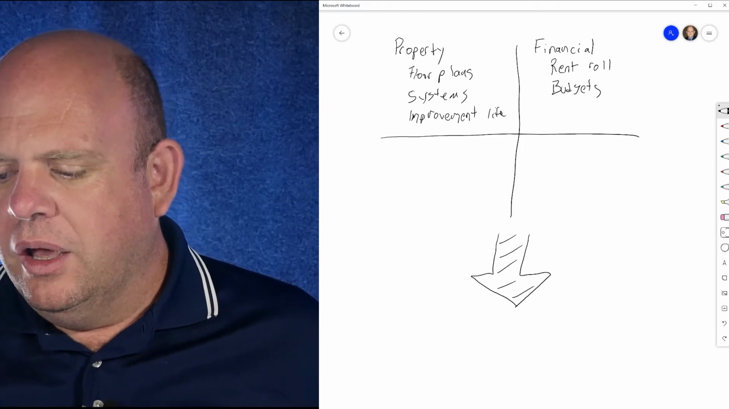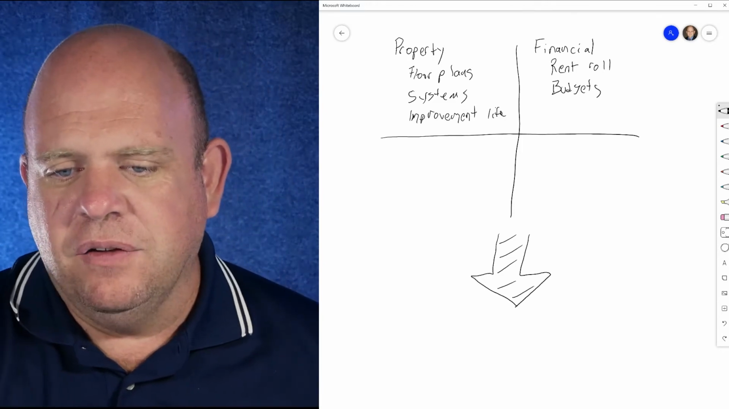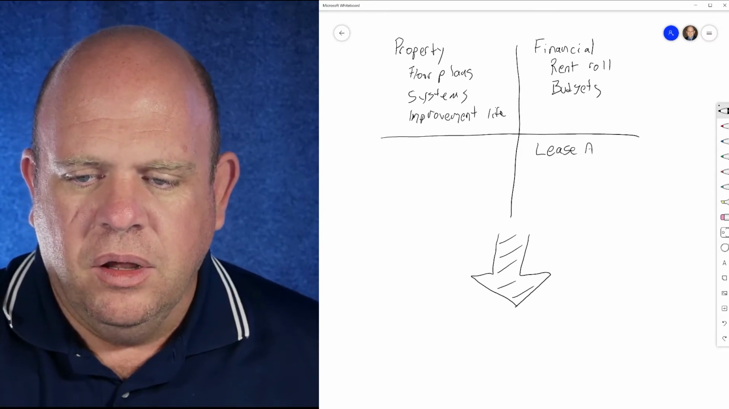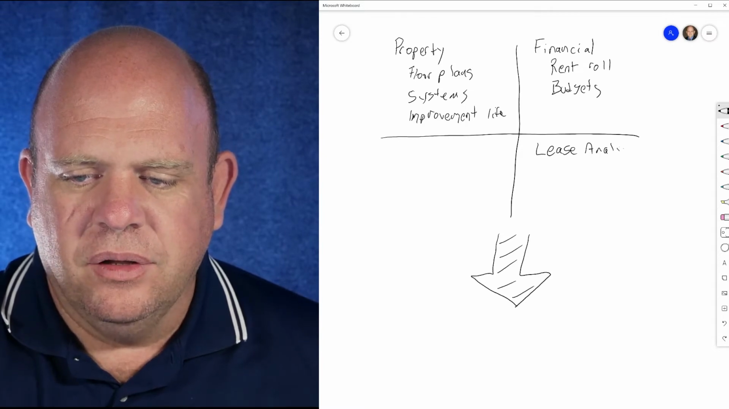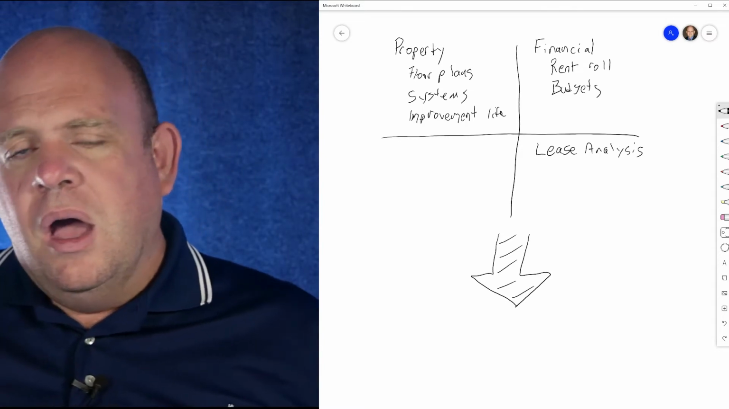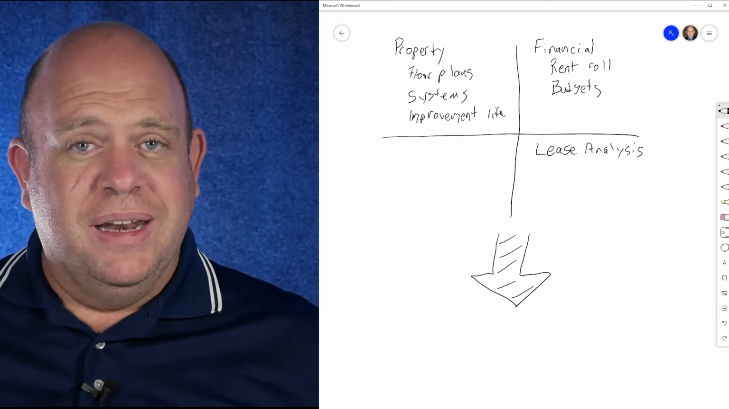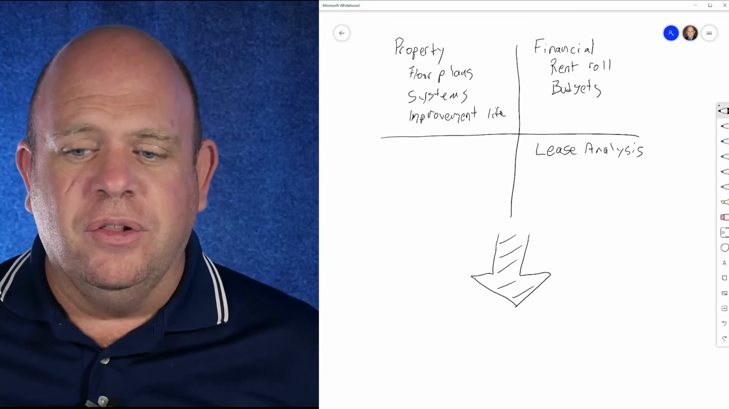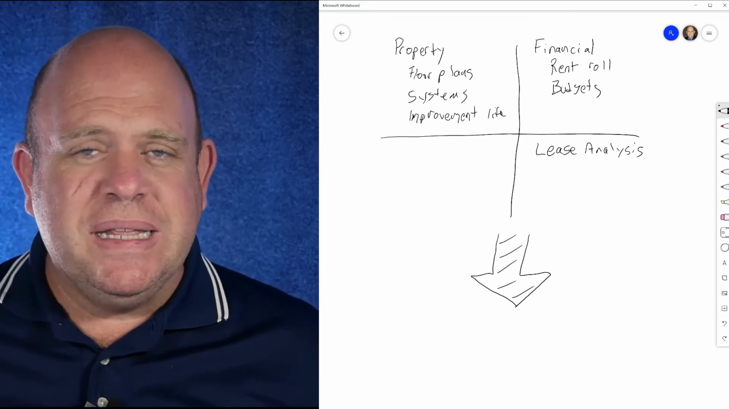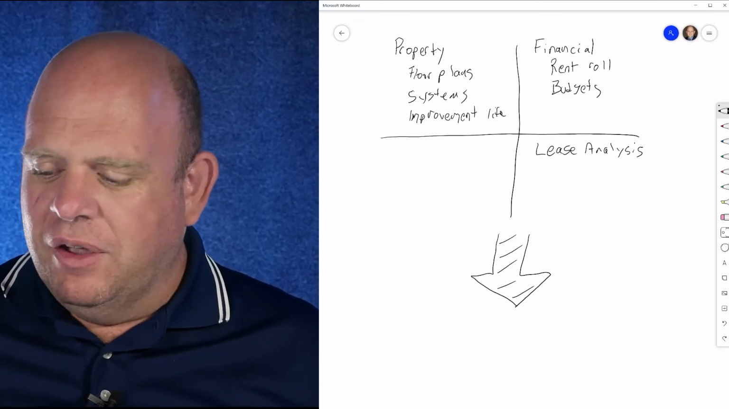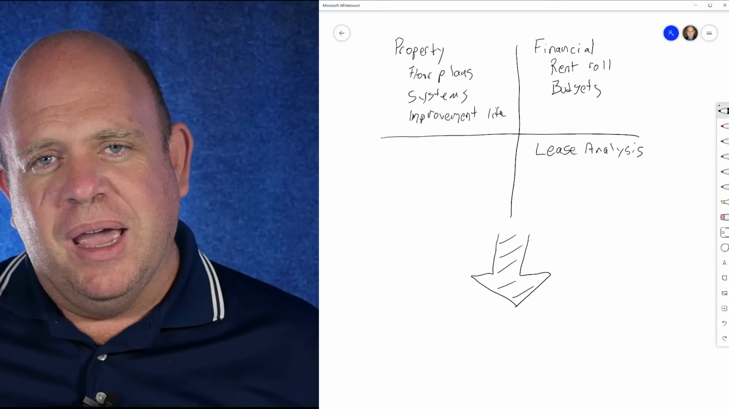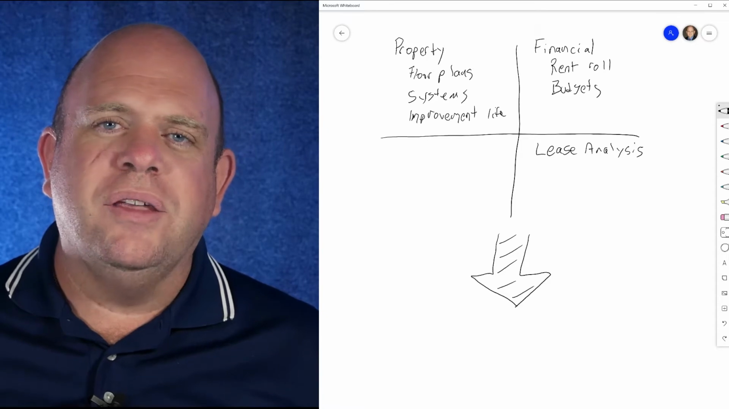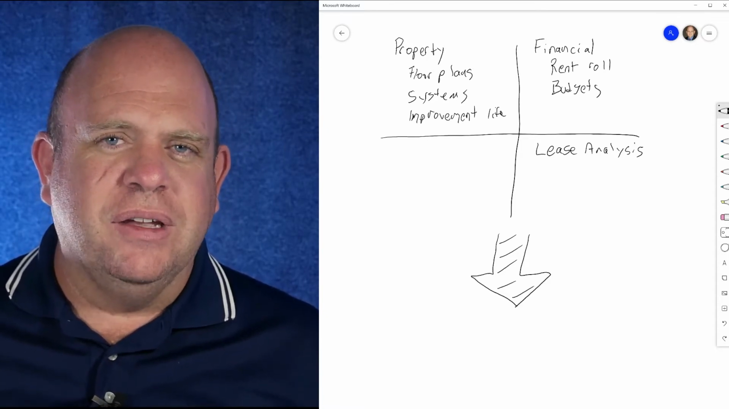The third category is related to financial, and so I'm going to put it under here: lease analysis. I think that as an asset manager, you should read every single lease. You need to be an expert on the lease. Not only that, but there should be lease abstracts done of every lease. When I do a lease abstract, I'm looking for the big ticket items to really understand what is going on with every single lease.